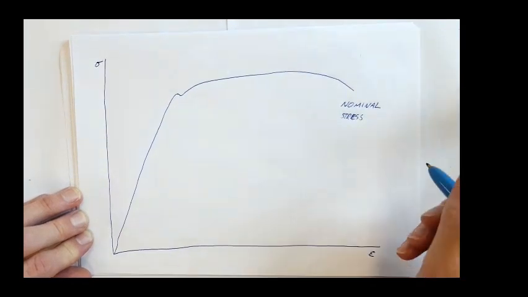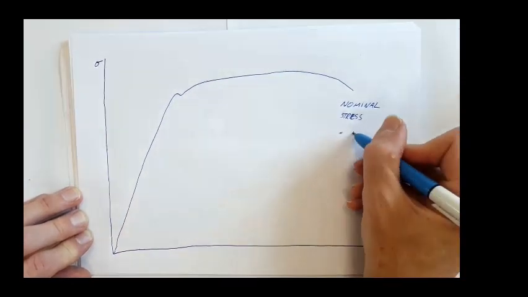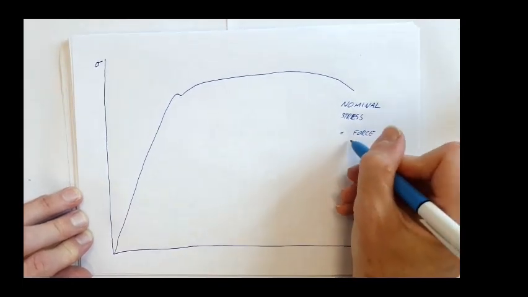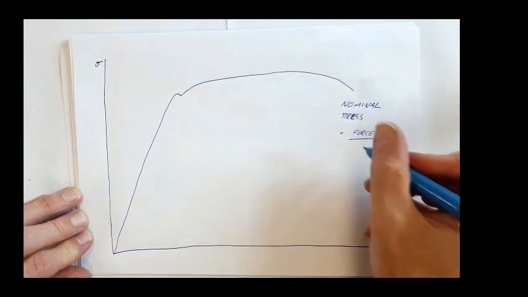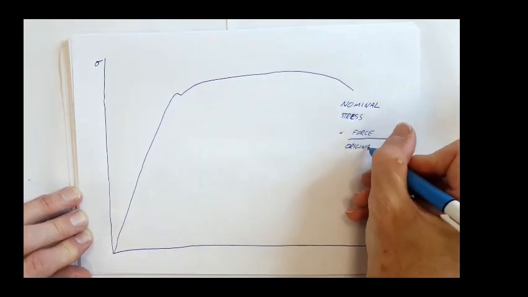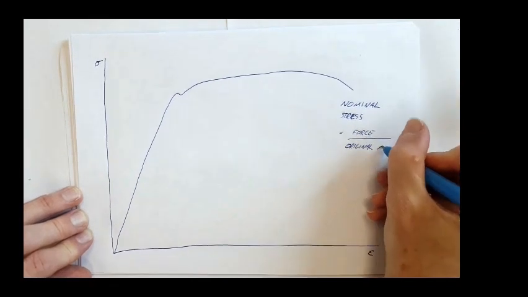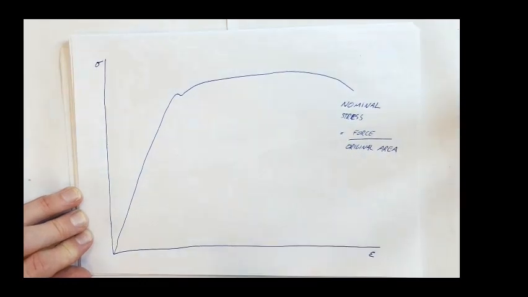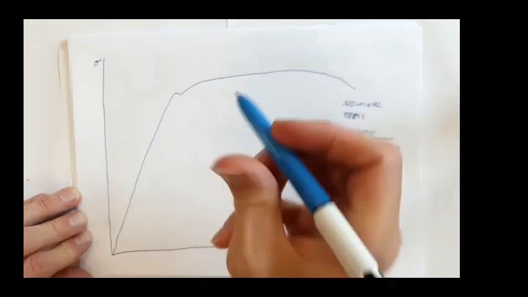The definition of our nominal stress would be our force divided by that original area, that cross-sectional area of our dog bone prior to it being loaded. Actually, our true stress strain curve would look slightly different.